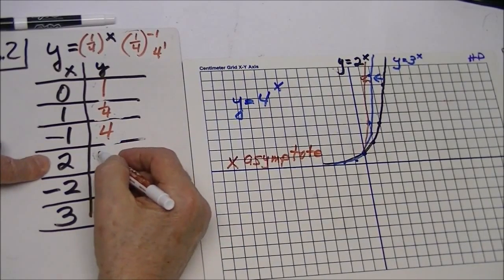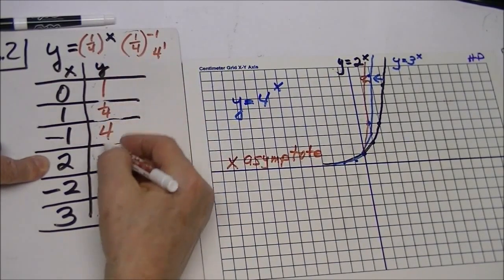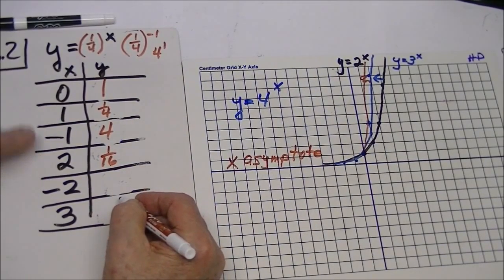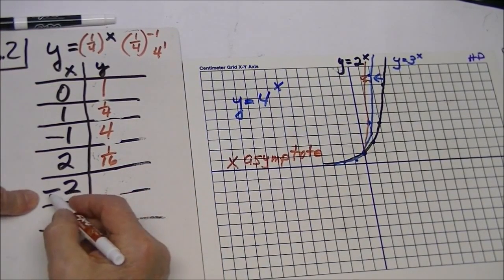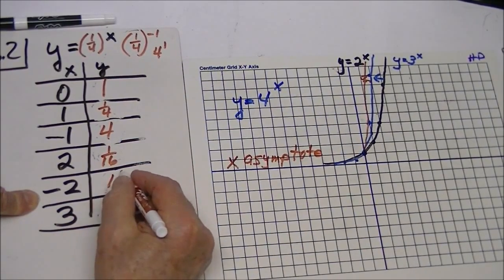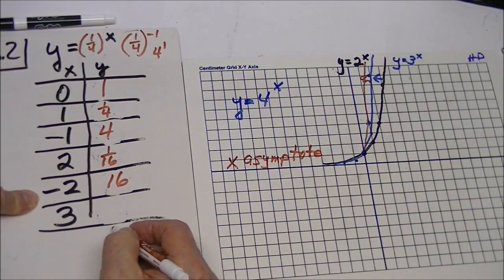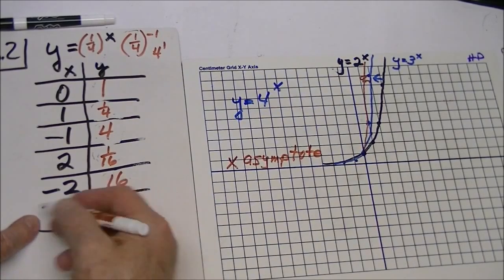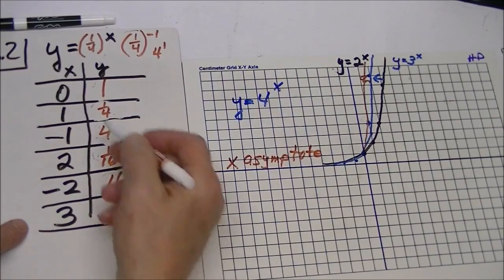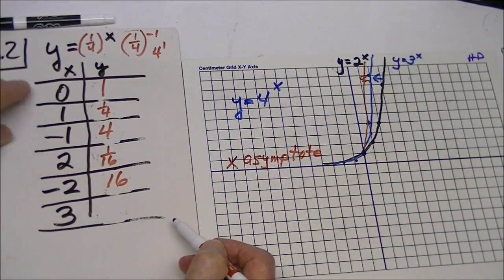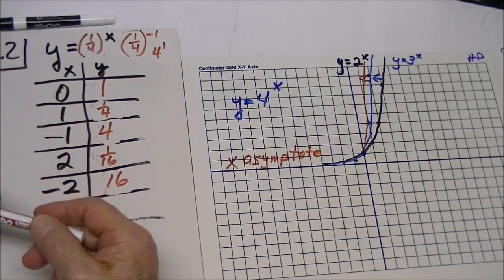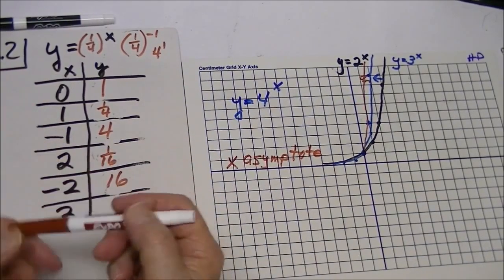So 2, this becomes 1/16, and then 1/4 to the negative 2 power. We just take the reciprocal of that. That will be 16. And this gets to be big numbers, so it's off our graph. So let's plot these. And I'm kind of running out of colors here. I'll stick with the red.